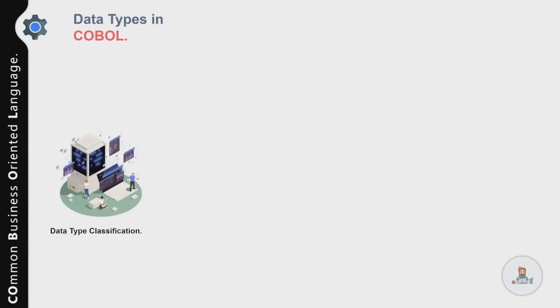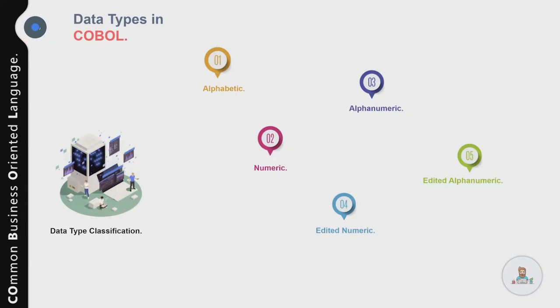So in COBOL, there are only three types of data. The first one is alphabetic, which is made up of upper and lower case letters. Then you have numeric, which is made up of digits, that is 0 to 9. After that, you have alphanumeric data, which is made up of letters and digits. There are two more additional categories of data type, which are edited numeric and edited alphanumeric. These two categories are actually an extension of numeric and alphanumeric.